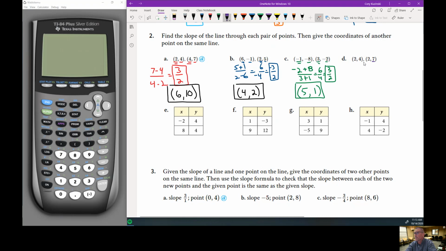All right, 7 minus 4 here. Lots of 3's on top. 2 minus 2 on bottom. Okay, it's an interesting one there. So that's 3 over 0, which we are just going to call an undefined slope. Oops, spelling undefined wrong though. Let's go undefined.